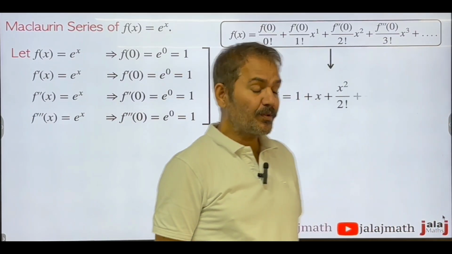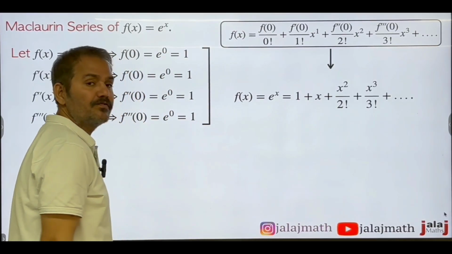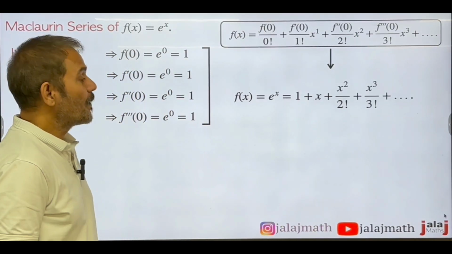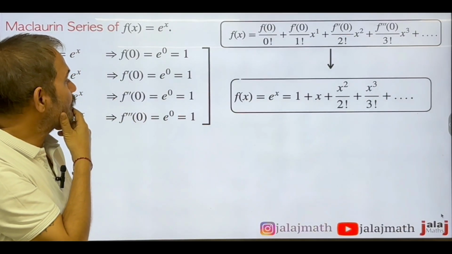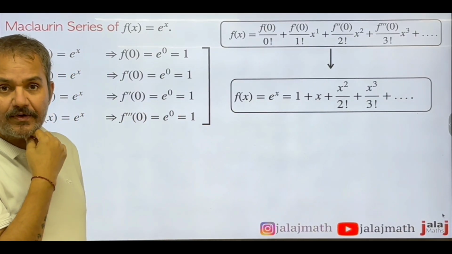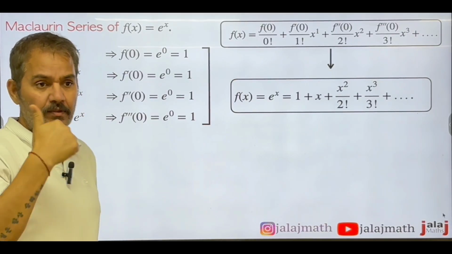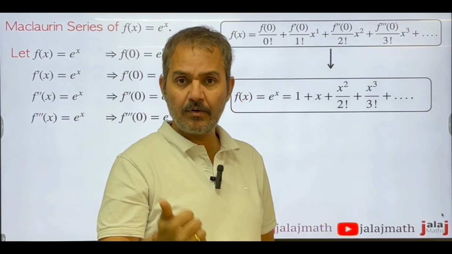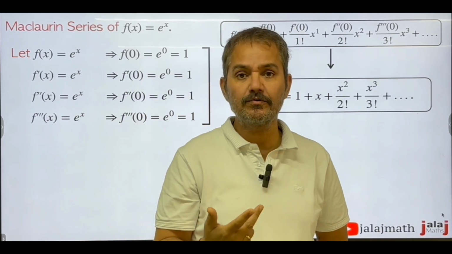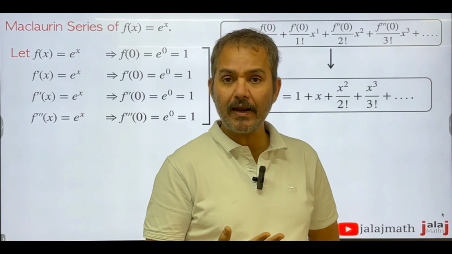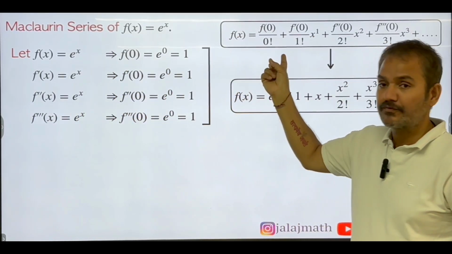You get e raised to the power of x is equal to 1 plus x plus x squared over 2 factorial plus, and so on and so forth. So this is the Maclaurin series corresponding to e raised to the power of x. This is how we write. So what do we do? We find the value of the function at x is equal to 0, the first derivative at x is equal to 0, the second derivative at x is equal to 0, the third derivative at x is equal to 0, and so on and so forth, and just plug into this formula.